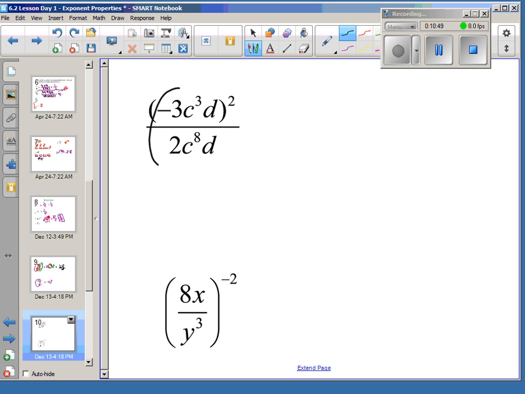So we start out here, we have negative 3 over positive 2, and we can't simplify that fraction yet. If we look at what we have for our c's, c cubed divided by c to the 8th, dividing means we subtract our exponents. 3 minus 8 gives us c to the negative 5. Oops, I didn't see that we had that square there. Let's go back. Sorry about that.